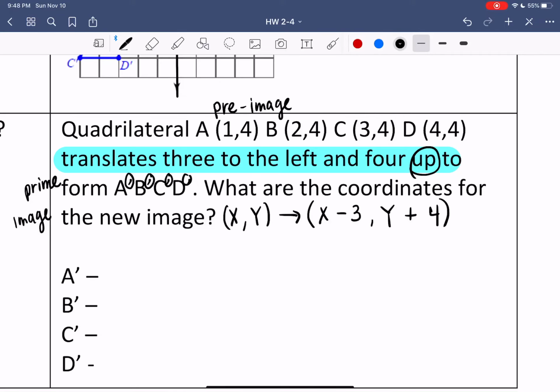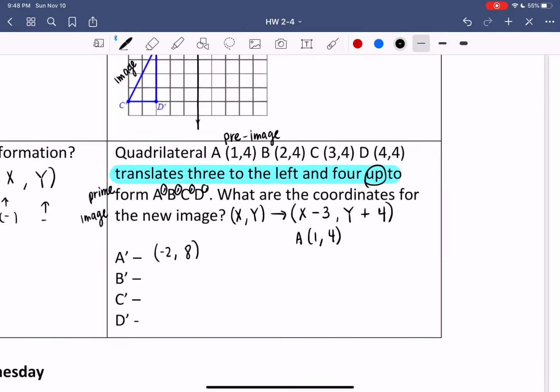So I'm going to go ahead and just do A. So we went from 1 as our x, and 4 as our y. So we can take the x, which says x minus 3. So 1 minus 3, which would result in -2. And then we can take the y and add 4. So 4 plus 4 would be 8. And that's a way that you can, without having to graph it, find the new image.